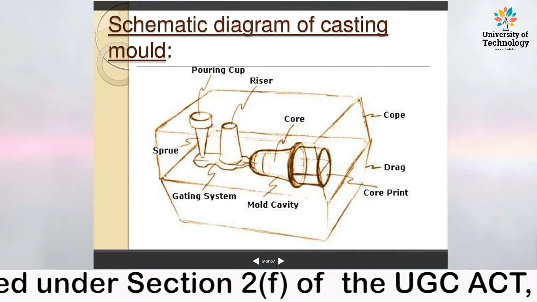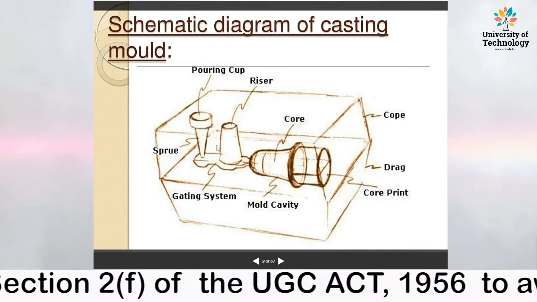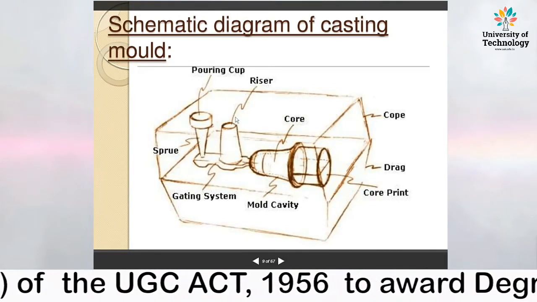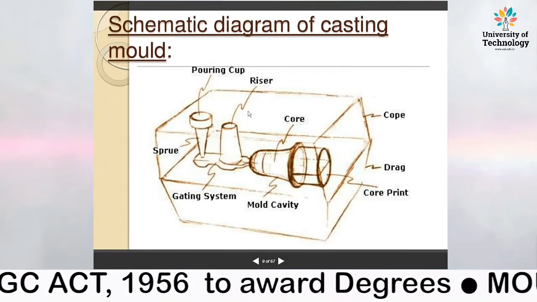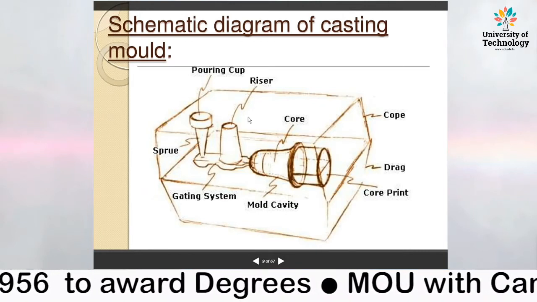Adjoining the pouring cup there is a riser. The function of the riser is to act as a reservoir of molten metal.